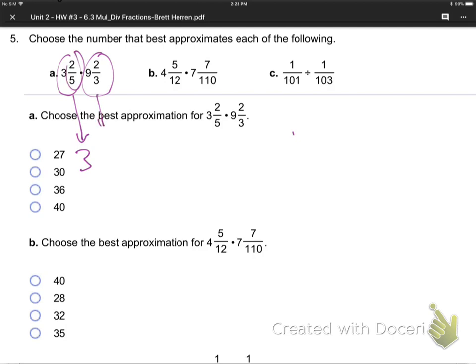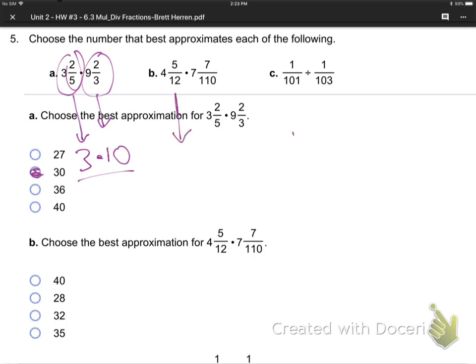And how about 9 2/3? What's that round off to? What's the nearest whole number? 10. That's closer to 10, isn't it? 9 2/3 is almost 10 whole candy bars. Multiply that, 30. 30 is a good estimate. Make sense how we're doing the estimation? Let's try the next one.